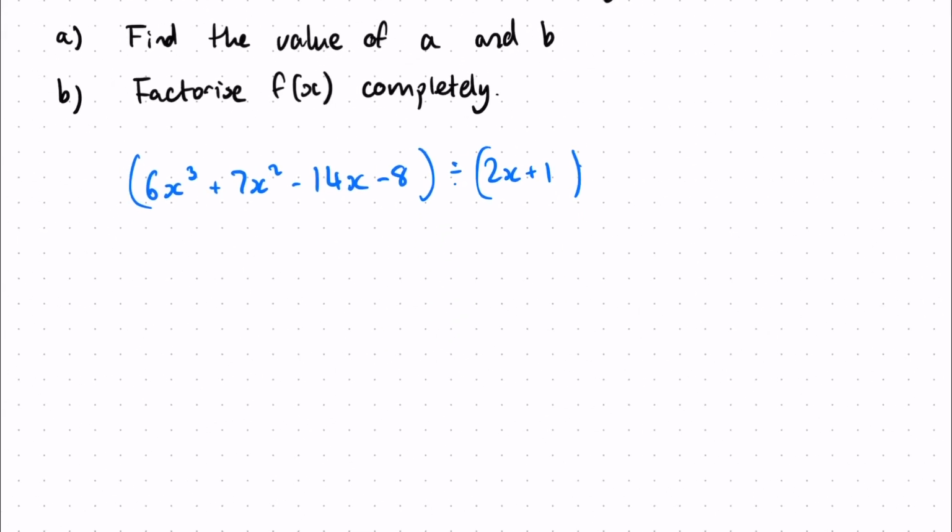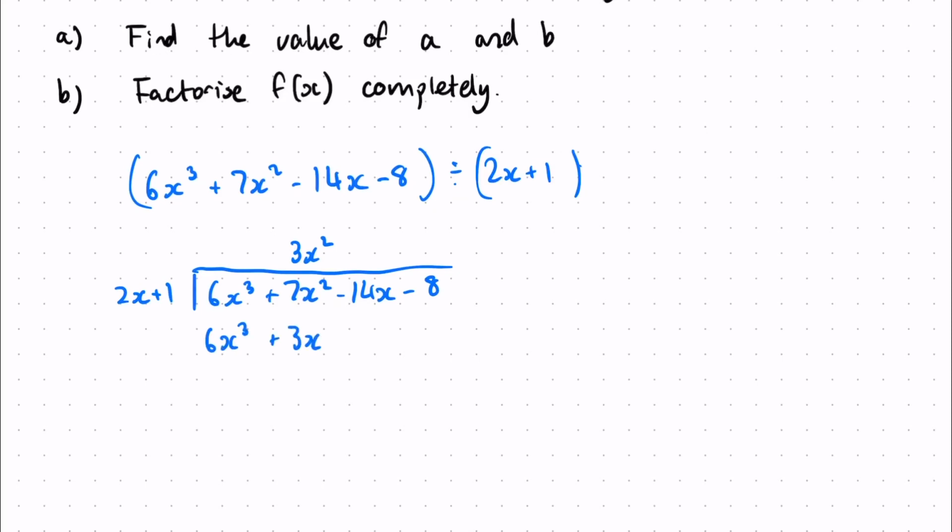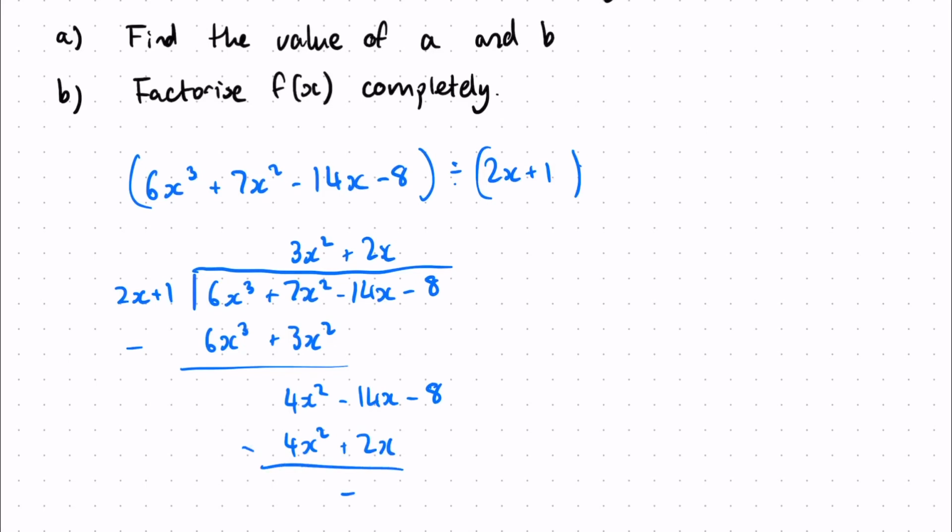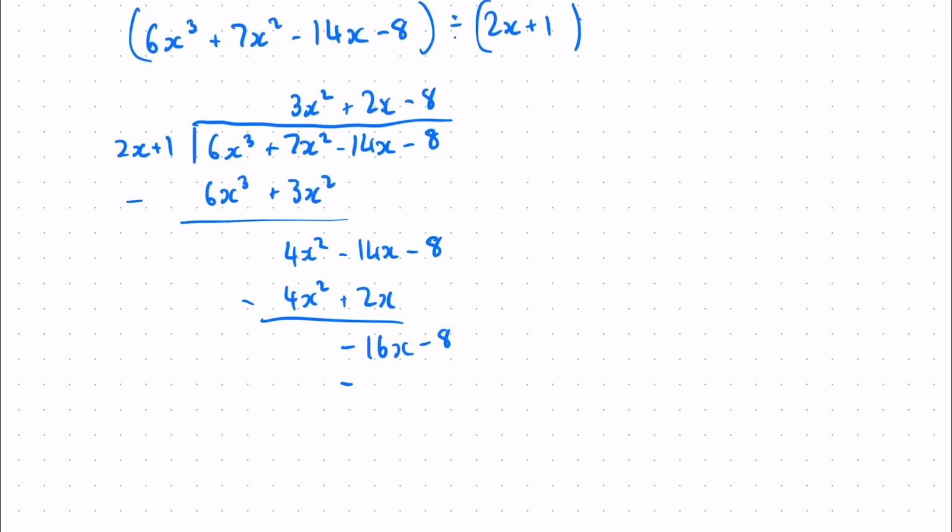So let's do that. 2x plus 1 into 6x cubed plus 7x squared minus 14x minus 8, multiply through by 3x squared, giving me 6x cubed plus 3x squared, take them away, giving me 4x squared minus 14x minus 8, multiply through by 2x, giving me 4x squared plus 2x, take it away, giving me minus 16x minus 8, multiply through by minus 8, giving me minus 16x minus 8, take them away, giving me 0 remainder.